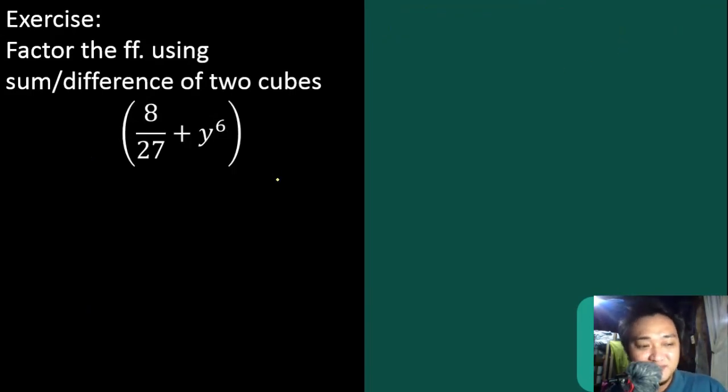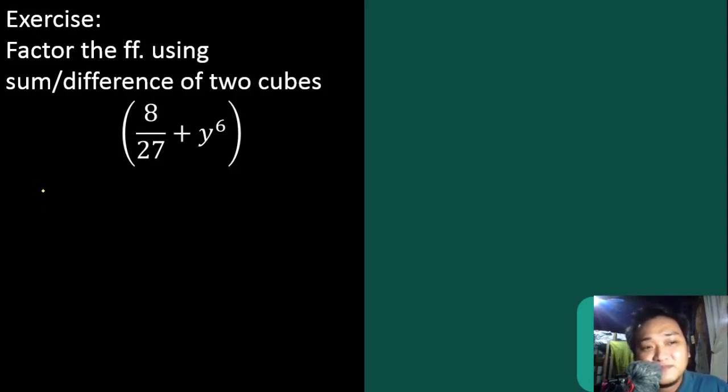Let us have another example. The more examples, the better, right? Okay. How are we going to factor 8 over 27 plus y raised to 6? We will use the properties again, the properties of exponents. So, let's try.